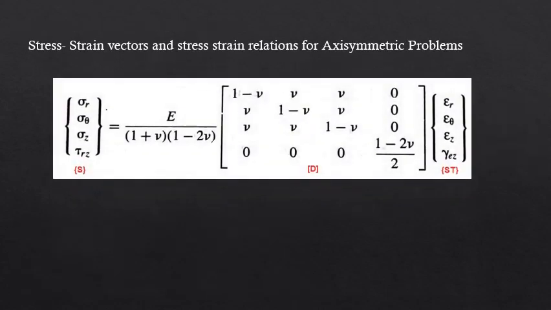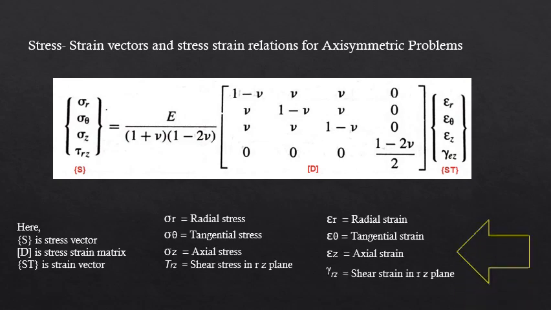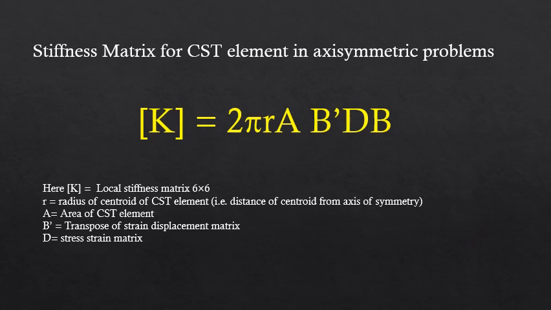You can see the relation between stress and strain here. S is stress vector. D is stress strain matrix. St is strain vector. Once B matrix is calculated, you can find local stiffness matrix, for every element using this relation.